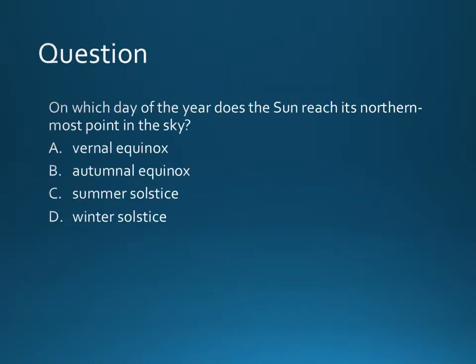On which day of the year does the sun reach its northernmost point in the sky? A. Vernal equinox, B. Autumnal equinox, C. Summer solstice, or D. Winter solstice. The answer is C. The summer solstice.